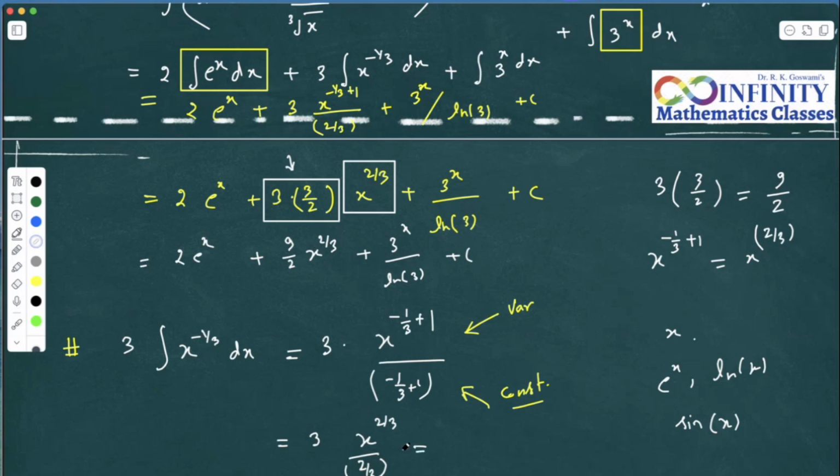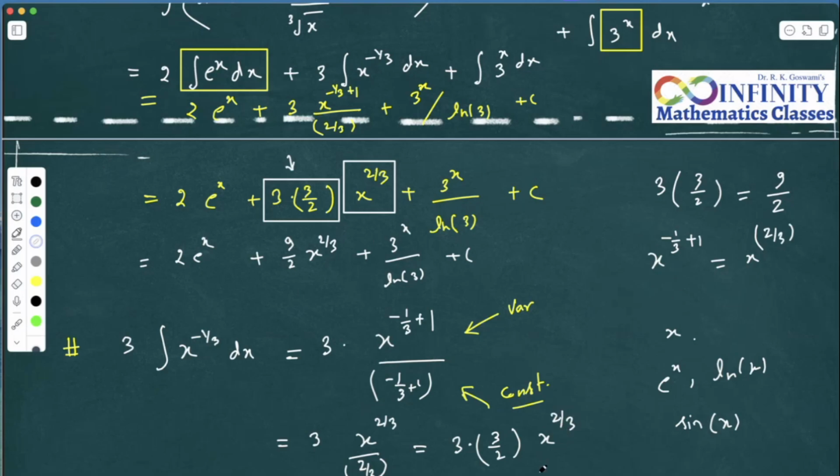Now, how do we simplify the denominator? Whenever something is in the denominator, we multiply by the reciprocal of that to simplify. So 3 is already there. What is the reciprocal of 2 by 3? It is 3 by 2. And keeping the exponent the same.